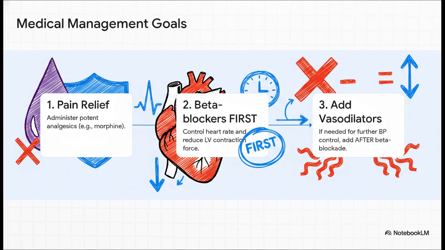Then it's all about hemodynamics. And here it is, a classic exam question. The order of the drugs you give is absolutely critical. You must give beta blockers first. This brings down the heart rate and the force of each contraction. Only after you've got that heart rate controlled, if the blood pressure is still too high, do you add a vasodilator. If you do it the other way around, the reflex tachycardia will actually increase the stress on the aorta and can make the dissection even worse.